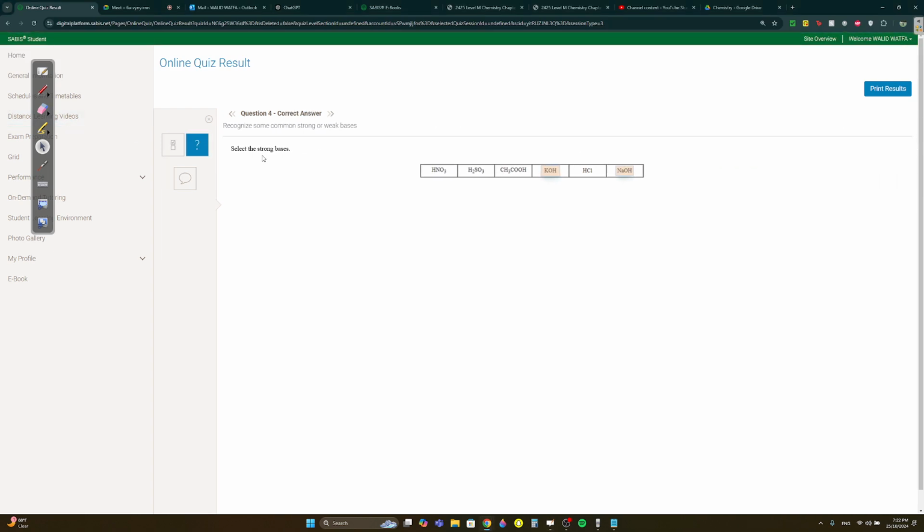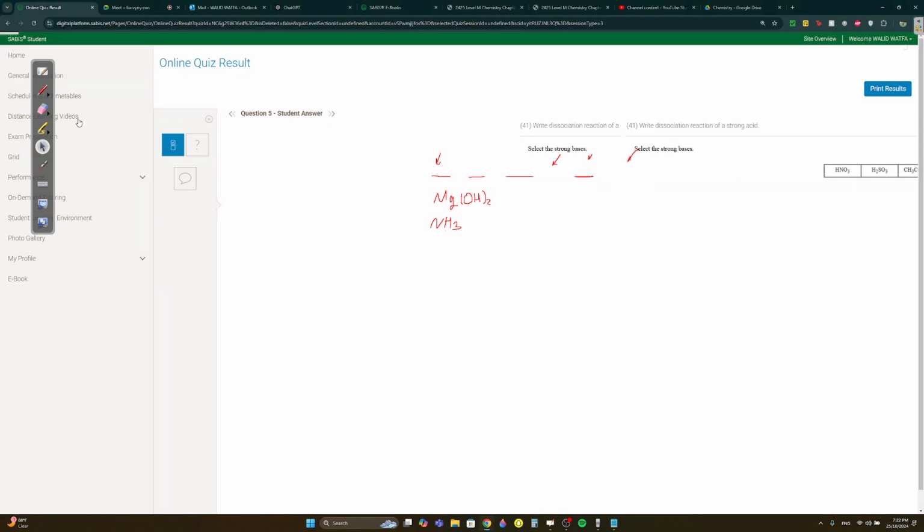Question 4. Select the strong bases. Okay. This is an acid, nitric acid. This is sulfurous acid. This is acetic acid. Or no, it's not. I don't know, what is this? I think this is ethanoic acid. Yeah, this is ethanoic acid. This is hydrochloric acid. Obviously, these are all acids. These are the only bases. Of course, they're the bases. The only weak bases you should know are MgOH and NH3. These are weak bases. Okay.